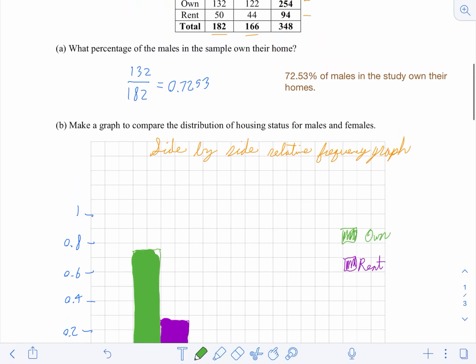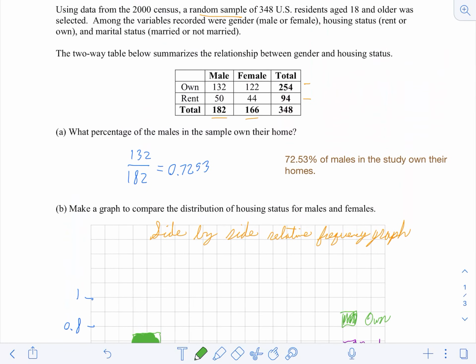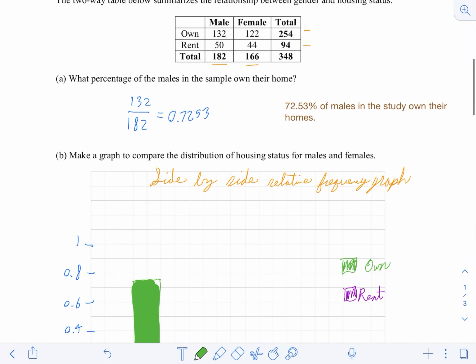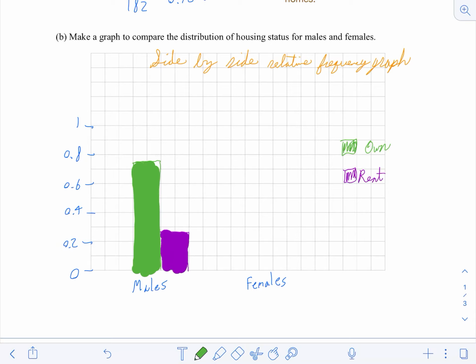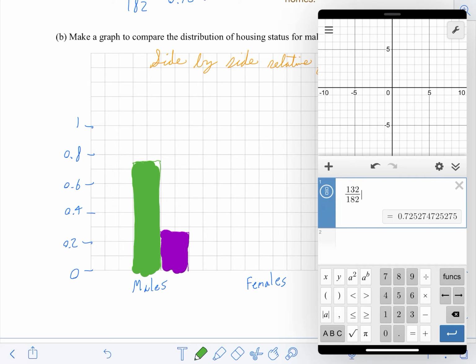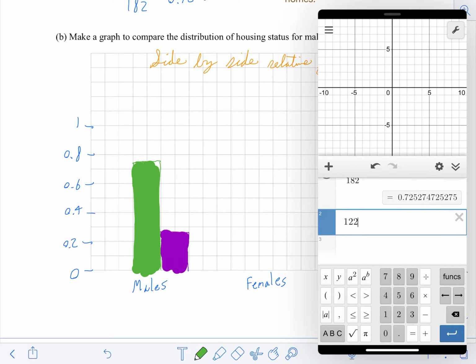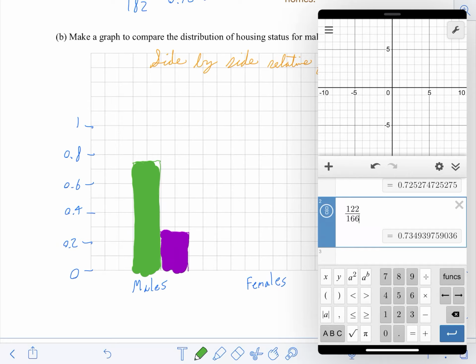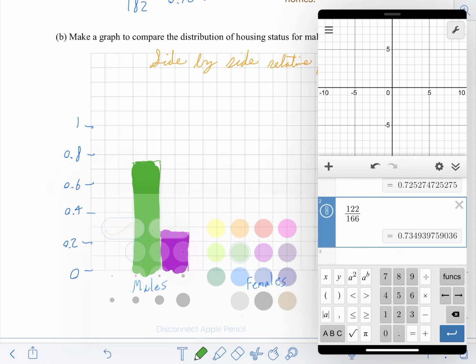Now let's do females. We didn't calculate that right above, so we do want to calculate that down here below. So we have 122 out of 166. And just plugging that into a calculator real quick. 122 out of 166. And let me put that right down here. 122 divided by 166. Okay, and we have 73.49%, roughly 73.5%. So it's actually pretty close to the males.